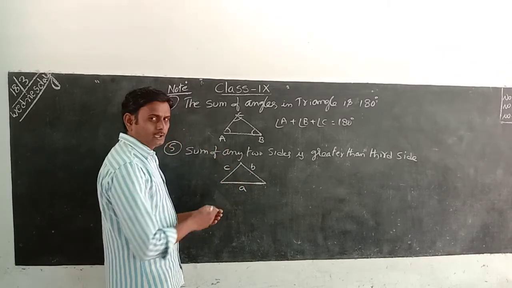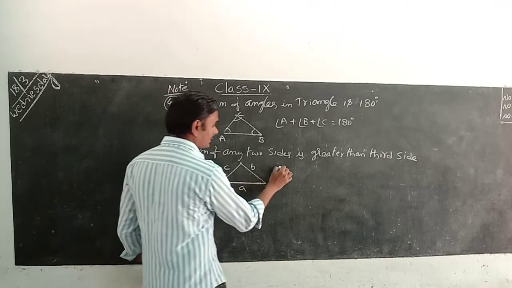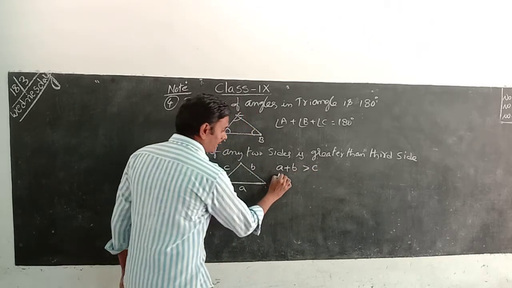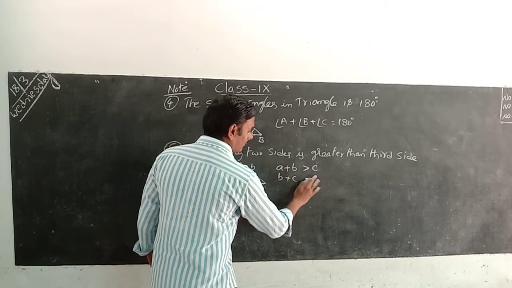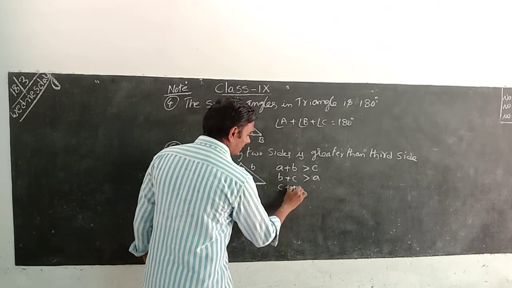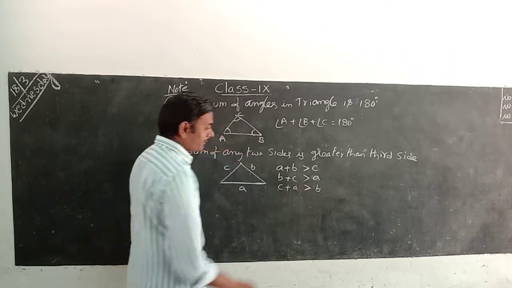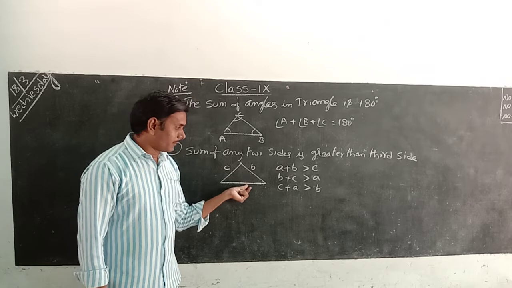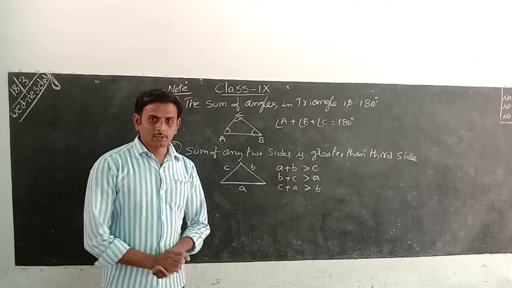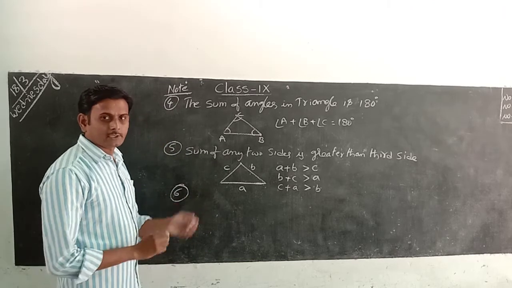Sum of any two sides: any two sides we can add and compare with the third side. Third side is smaller. That means if you take A plus B, compare with C, A plus B is greater. If we add B plus C, compare with A, the sum is bigger. And C plus A, compare with B, that is greater. That means what is the property saying? Sum of any two sides is greater than third side.